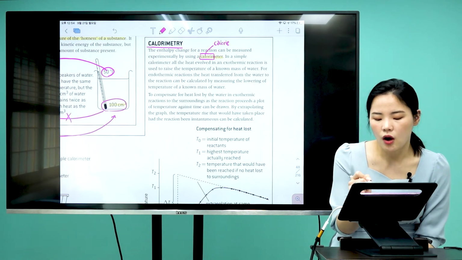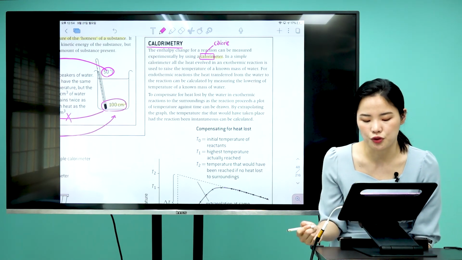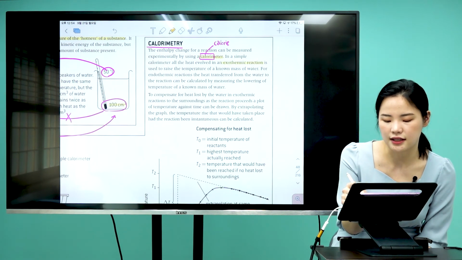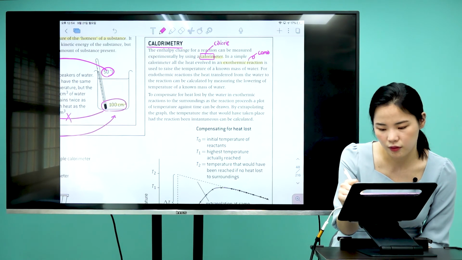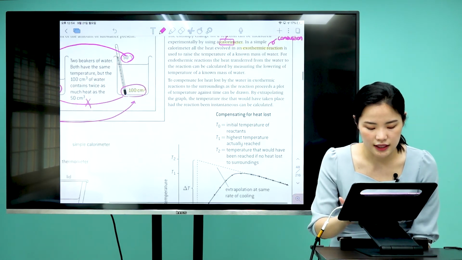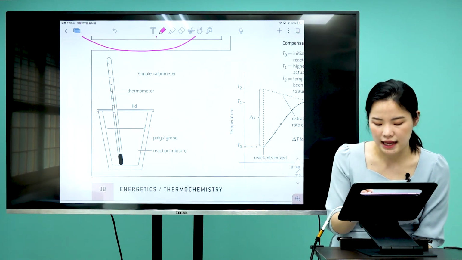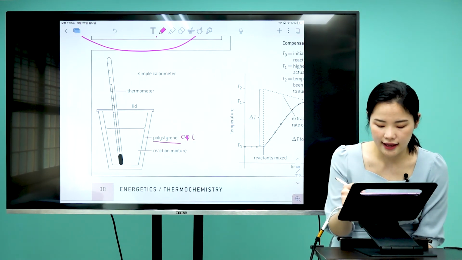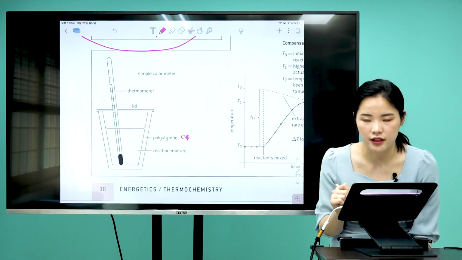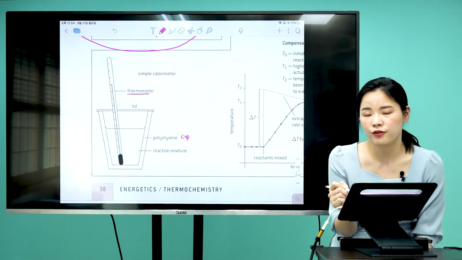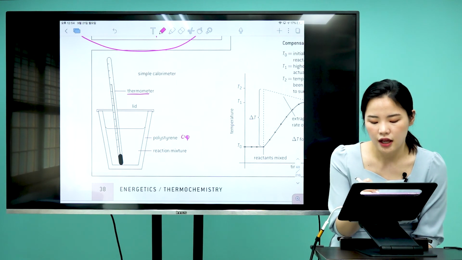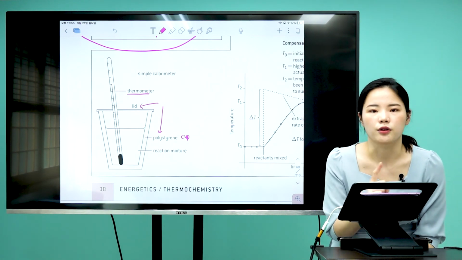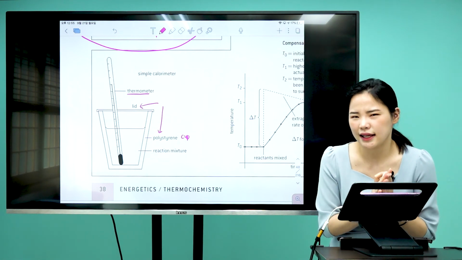In a simple calorimeter, all the heat evolved in an exothermic reaction is used to raise the temperature of a known mass of water. This exothermic reaction is most of the time combustion or neutralization. Okay, so this is the simplest calorimeter. For example, you will have a polystyrene cup, that is styrofoam, and you put the reaction mixture inside, measure the temperature with a thermometer and put the lid on. The reason why we put a lid and use a polystyrene cup is to avoid heat loss, in order to measure the temperature as correctly as possible.